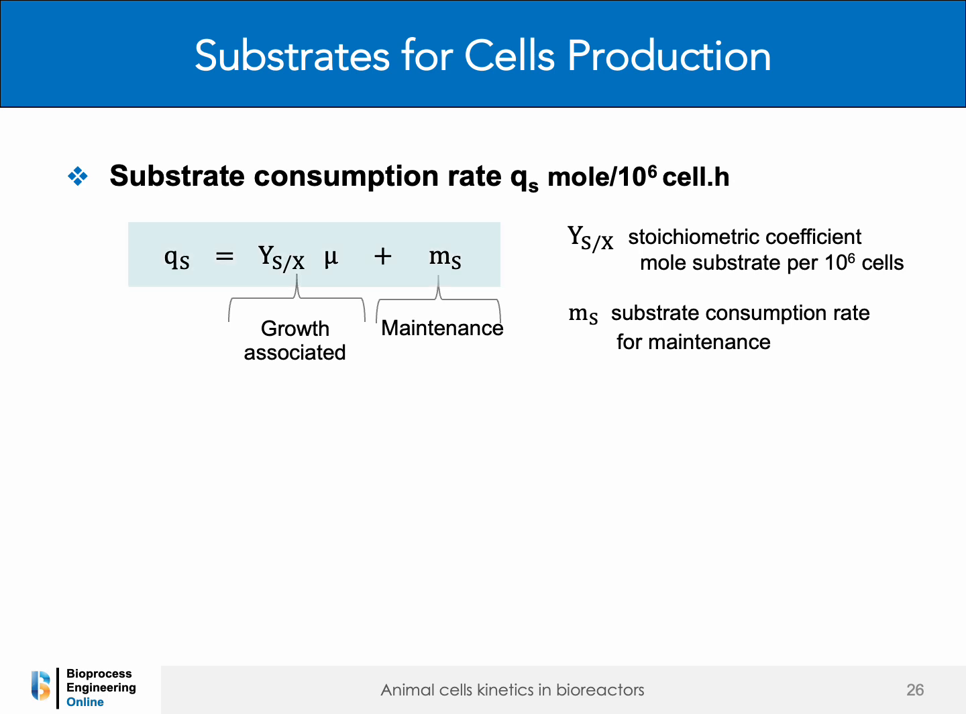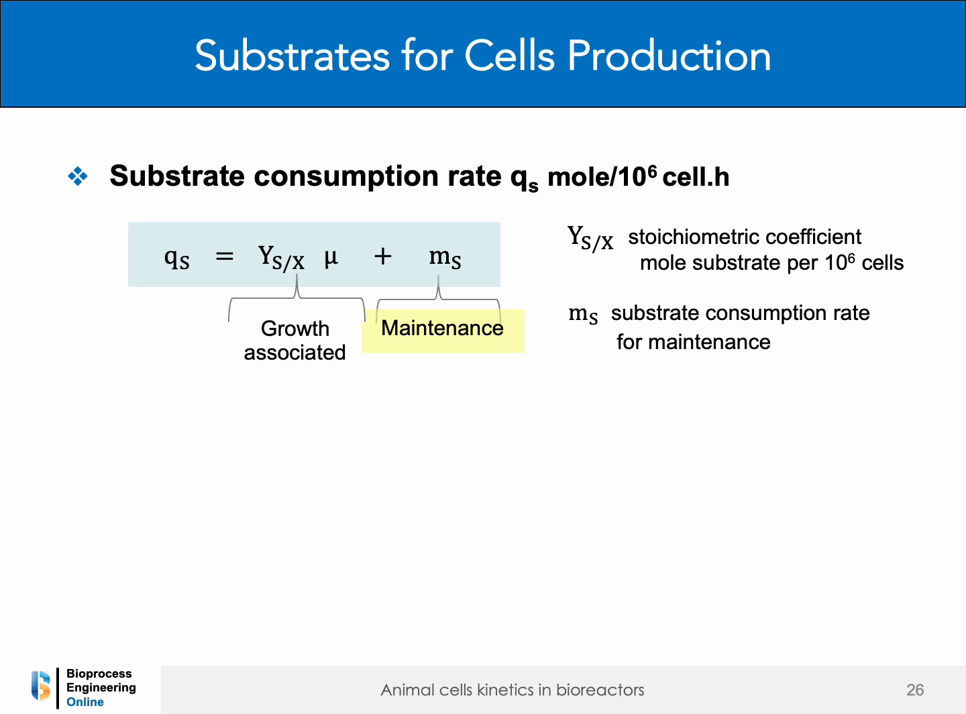A widely used kinetic expression is QS equals YS over X multiplied by mu plus MS. This equation contains two additive contributions. The first is the growth-associated consumption, which is directly proportional to the specific growth rate. The coefficient YS over X is the stoichiometric yield, representing the amount of substrate required to produce 1 million new cells. The second contribution is the maintenance consumption, represented by MS. This term accounts for the nutrients consumed to sustain basic cellular functions, even when the cells are no longer dividing.